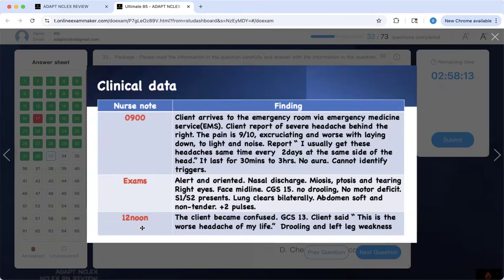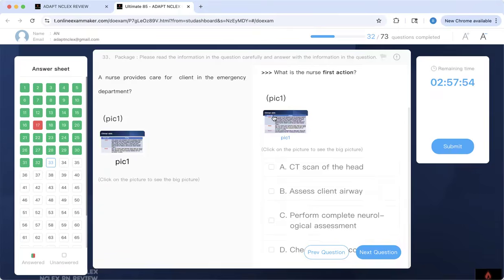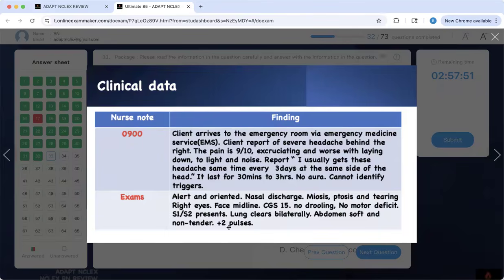Now there's new information. At 12 o'clock, the client became confused. GCS is 13; it was 15, now down. And what did he say? "This is the worst headache of my life." Now the condition has changed. It's no more cluster headache. He has drooling and left leg weakness. That means a bad problem. What do you think?